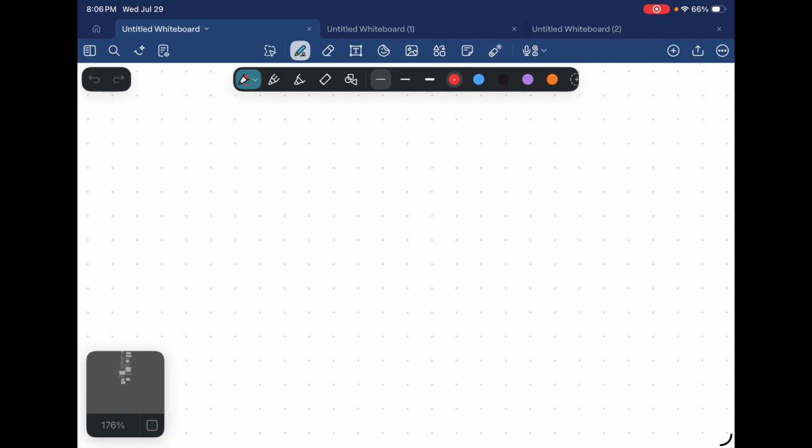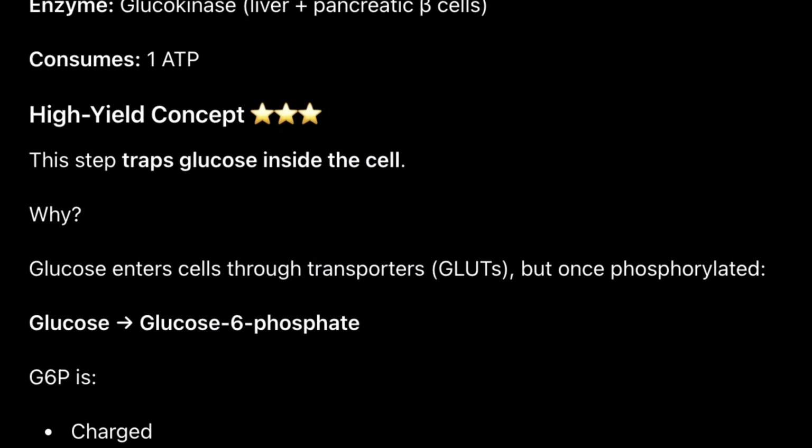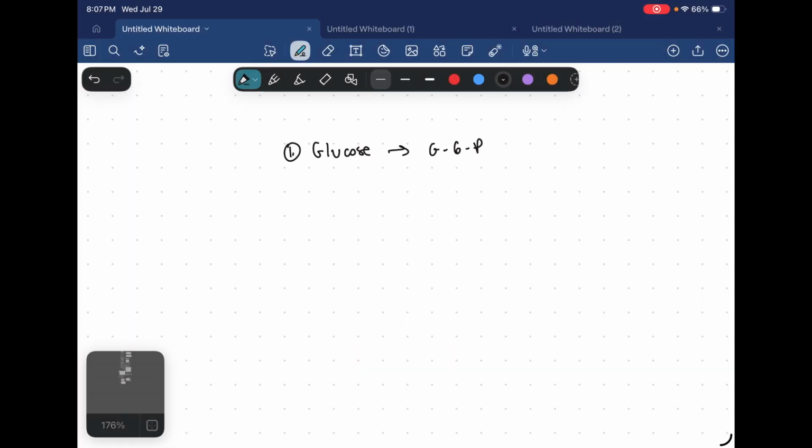So let's say, for instance, I'm trying to draw out glycolysis, and I'm drawing out step 1, glucose turning into glucose 6-phosphate. Easy enough. But let's say I forgot the key enzyme catalyzing the step. All that would entail is me going back to ChatGPT and really reading up on that step. And if it was particularly a high yield step like this one is, I would really emphasize a conceptual understanding of the part I missed. So here I missed the enzyme hexokinase or glucokinase.